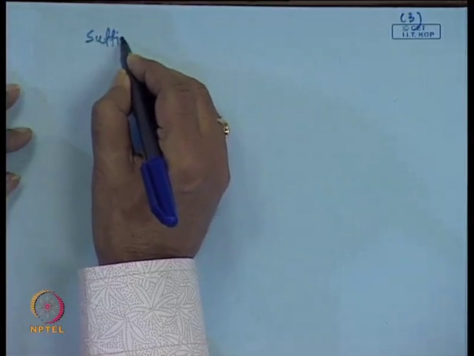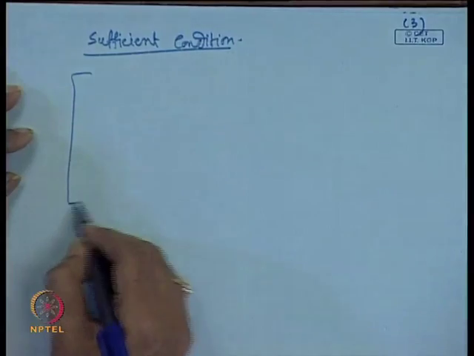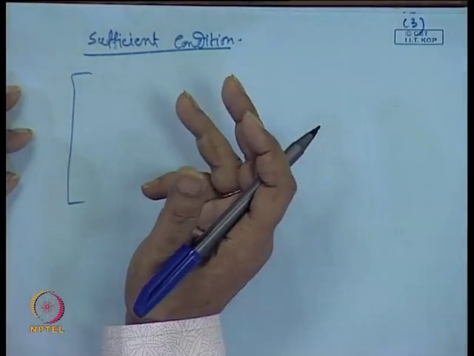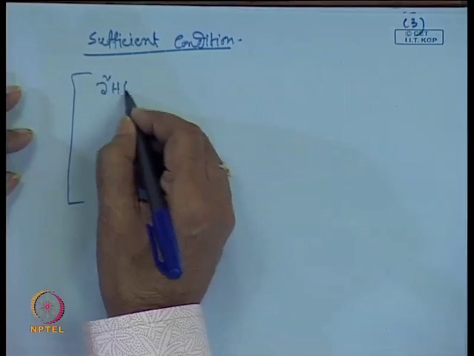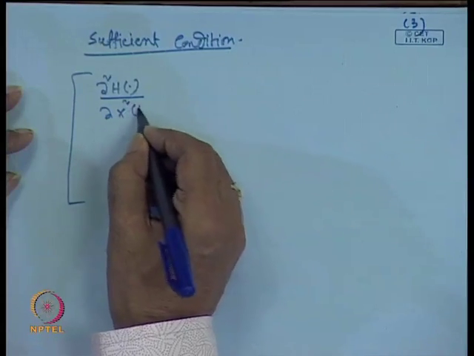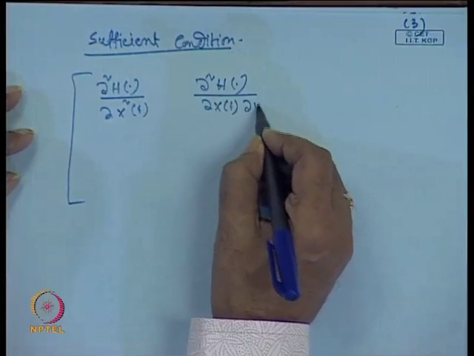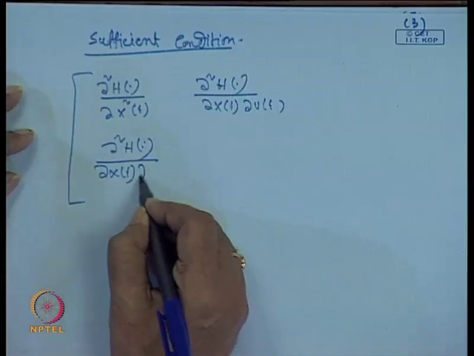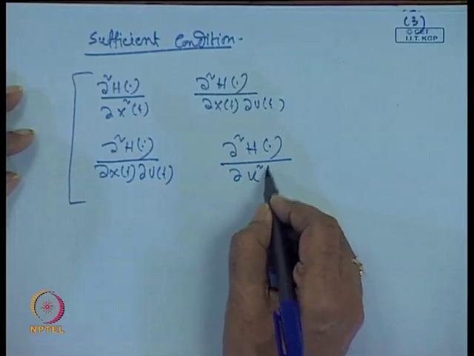So, our sufficient condition: whether the objective function is minimized or maximized along this trajectory, or whatever control law we have generated, whether the corresponding performance index is minimized or maximized, that has to be checked with this sufficient condition. So, this is equal to del square h del x of t del x of t, del square h del x of t del u of t, similarly del square h del u of t del x of t, then del square h del u square of t.